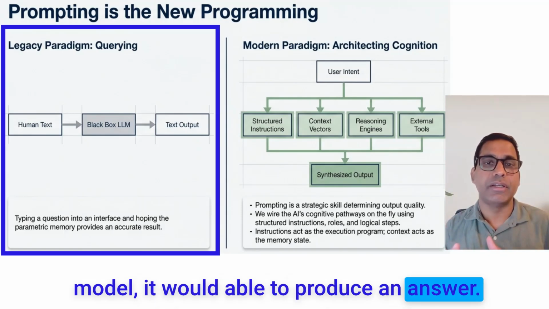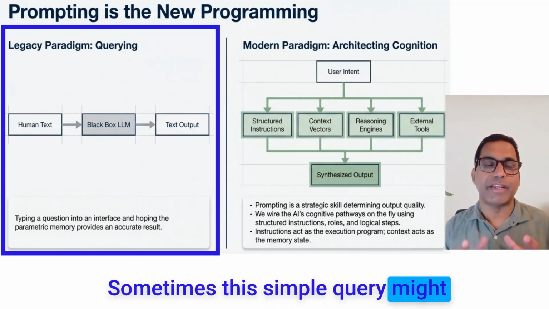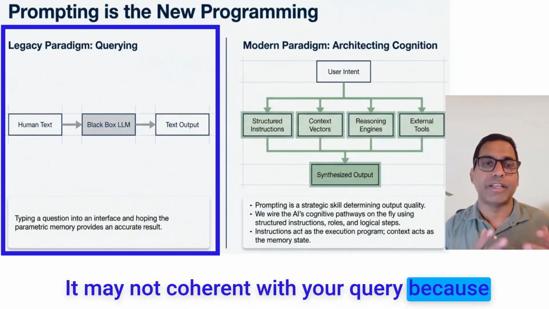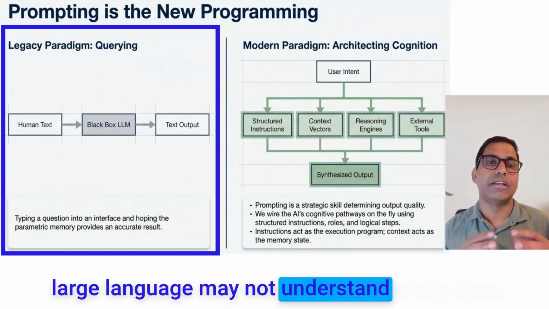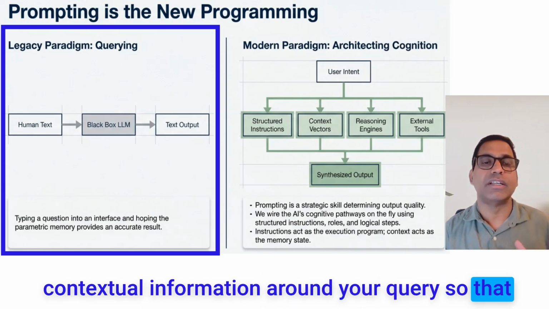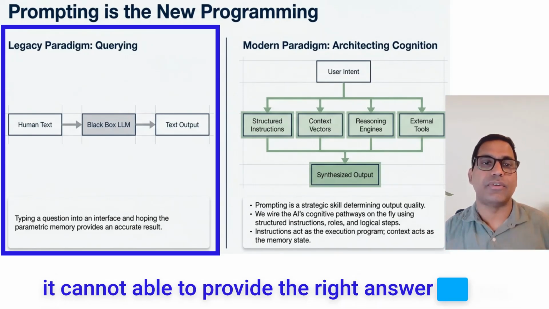to produce an answer. Sometimes this simple query might not give a desired output. It may not be coherent with your query because the large language model may not understand much of the contextual information around your query, so that it cannot provide the right answer for you.